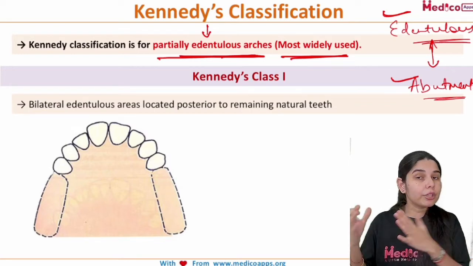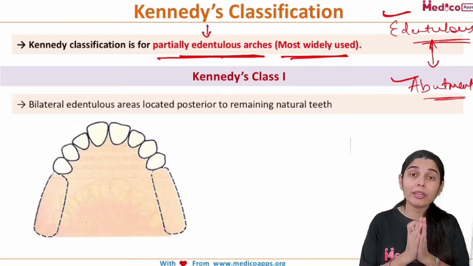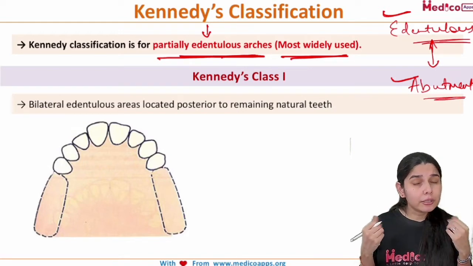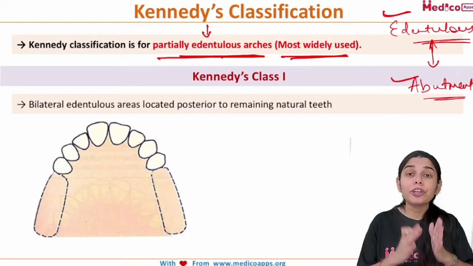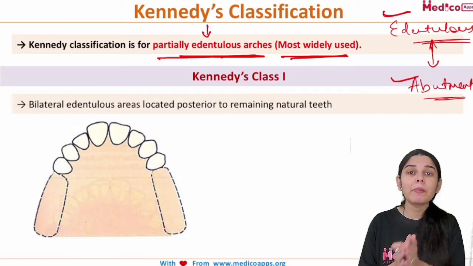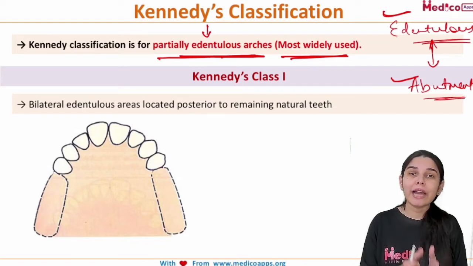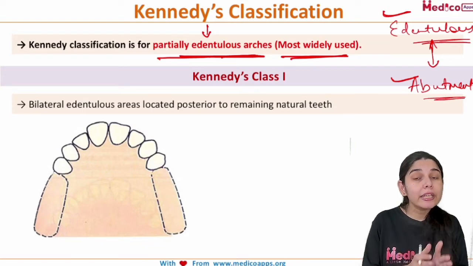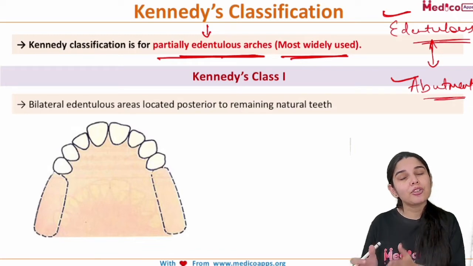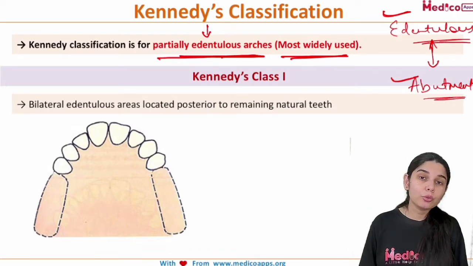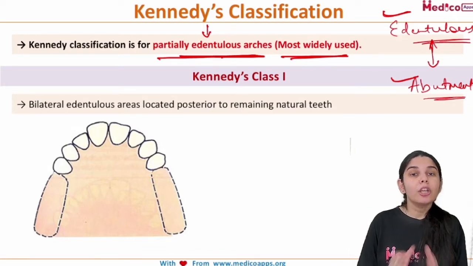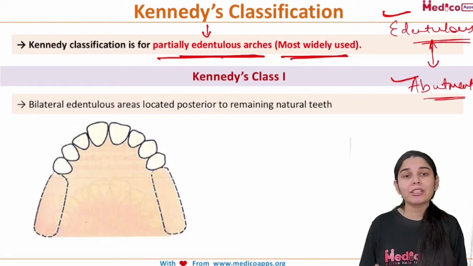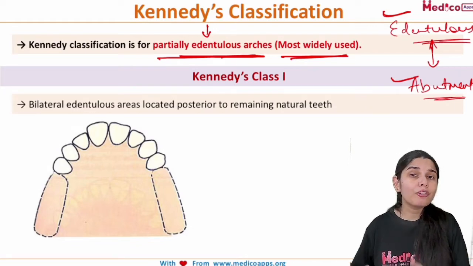Here I want to point out one thing again: Dr. Edward Kennedy did not classify the removable partial dentures. Rather, he classified the edentulous arch, the partially edentulous arch. Now, what is the use? Why did he classify it? He classified it to formulate a good treatment plan.